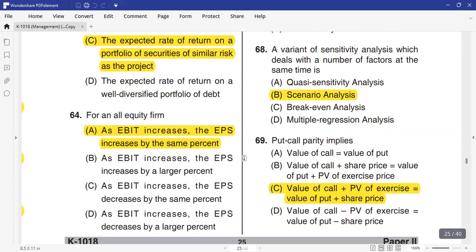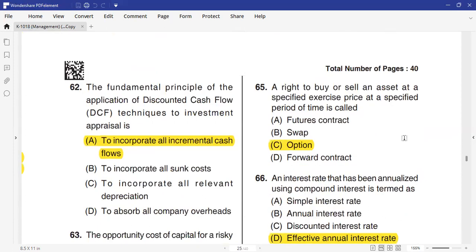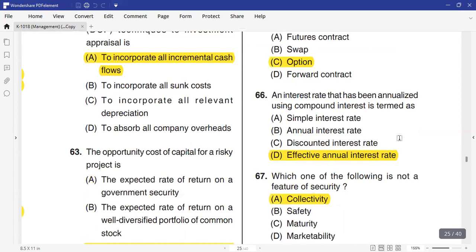And the 64th question: for an all-equity firm, as EBIT increases, the EPS, that is earnings per share, increases by the same percentage. This is the correct option. As earnings before interest and tax increase, the EPS increases by the same percentage. Next, we have the 65th question. The right to buy or sell an asset at a specified exercise price at a specified period of time is called an option. An interest rate that has been annualized using compound interest is termed the effective annual interest rate.